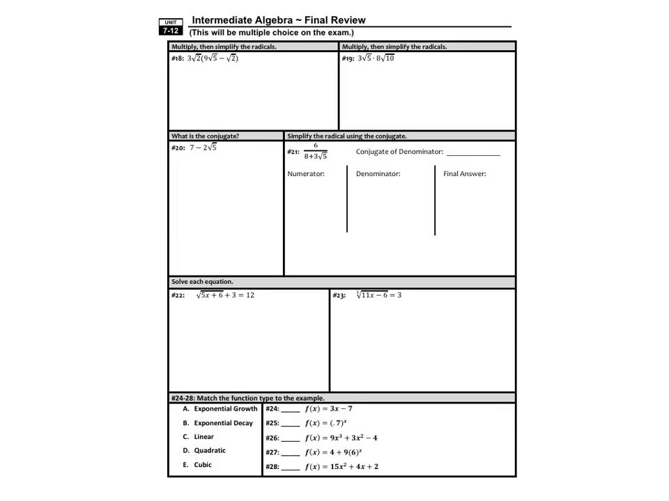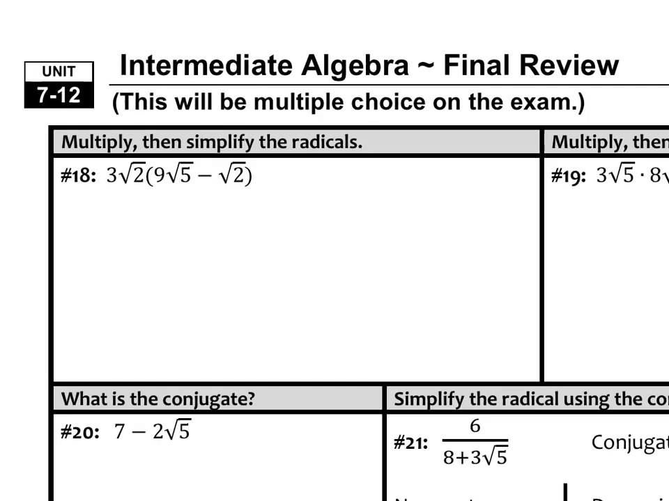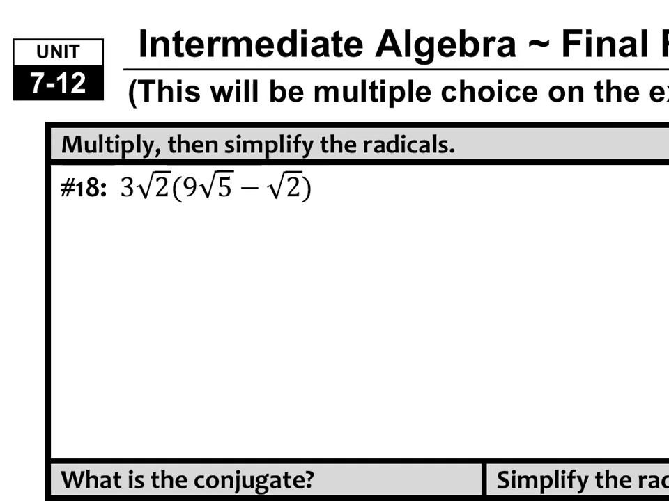Alrighty guys, we are on the final review, page 4, starting with number 18. We're going to start by multiplying and then simplifying radicals. To begin this, we are going to be distributing. Since it says multiply and it looks like distributing, that's what we're doing. I've underlined each term that we are going to be multiplying.